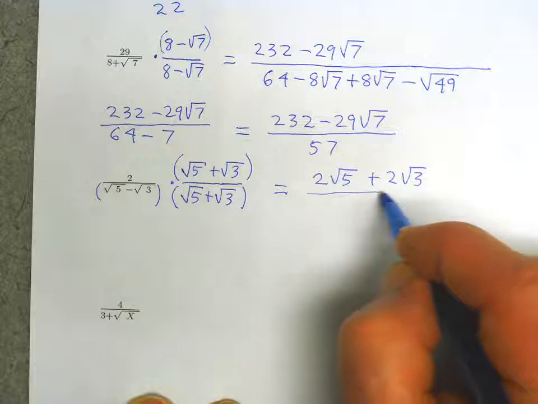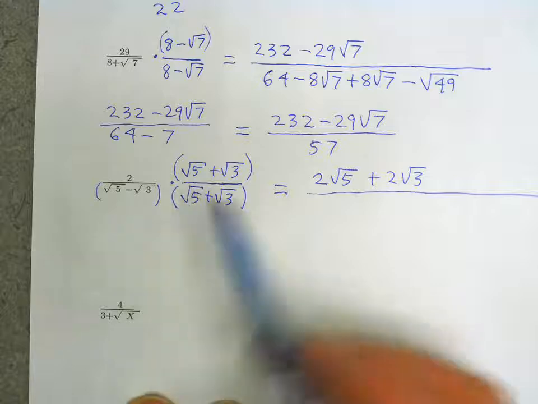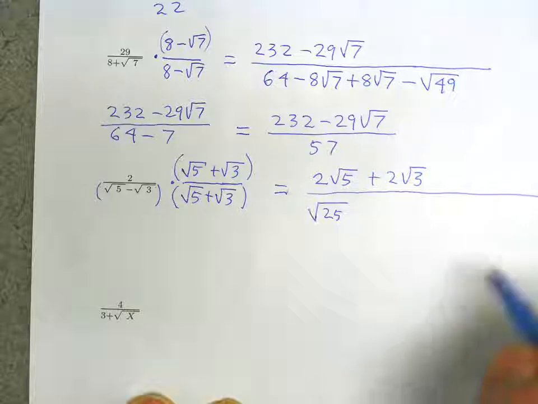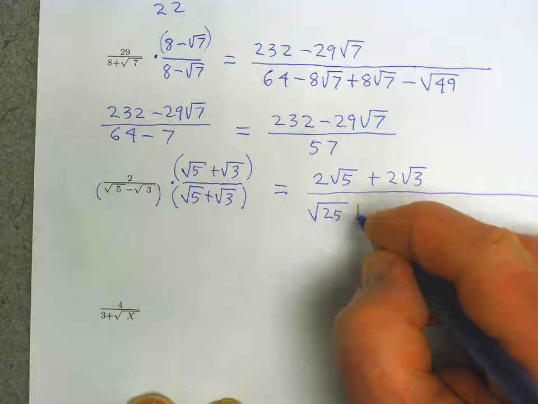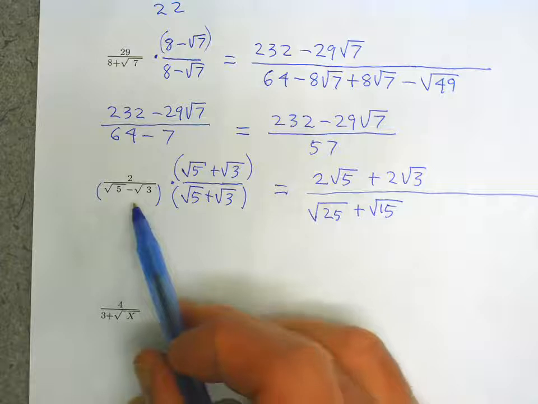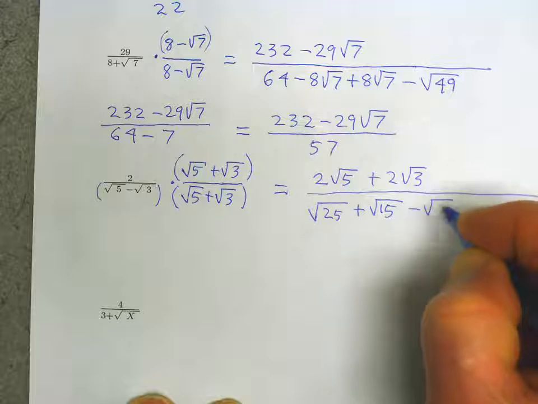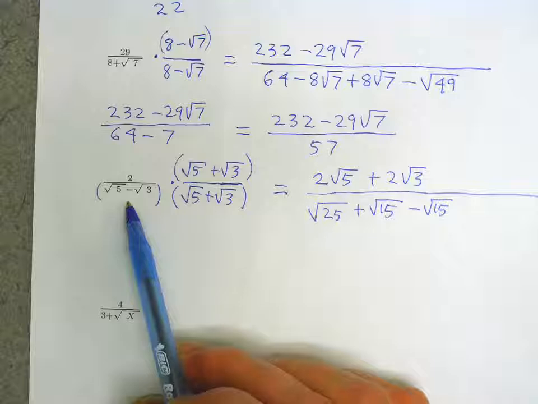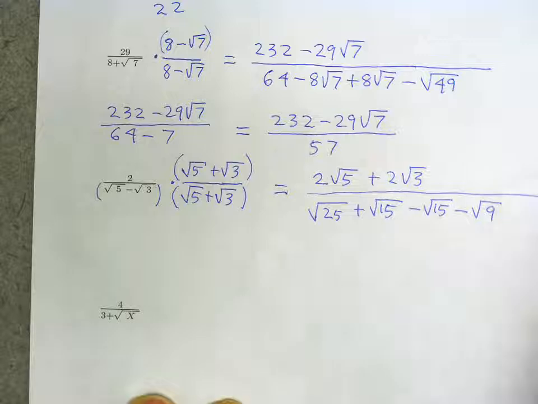And then in the denominator, the square root of 5 times the square root of 5 is the square root of 25, because 5 times 5 is 25. And then we're going to add the square root of 5 times the square root of 3, which is the square root of 15. And then we're going to subtract the square root of 3 times the square root of 5, which is minus the square root of 15. And finally, we're going to subtract the square root of 3 times the square root of 3, which is minus the square root of 9.